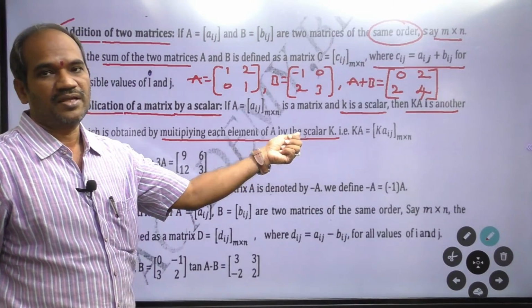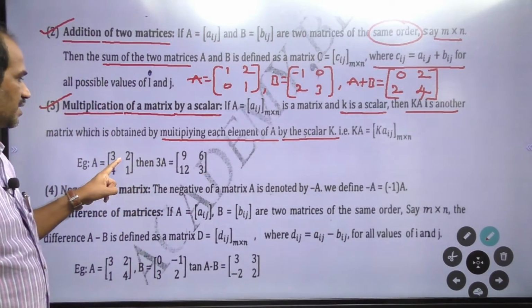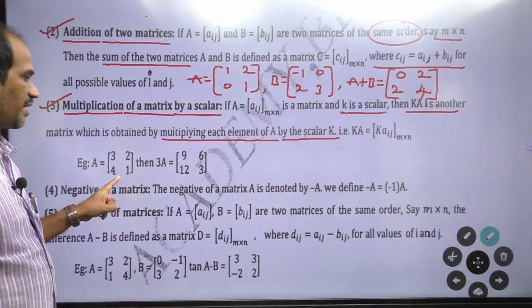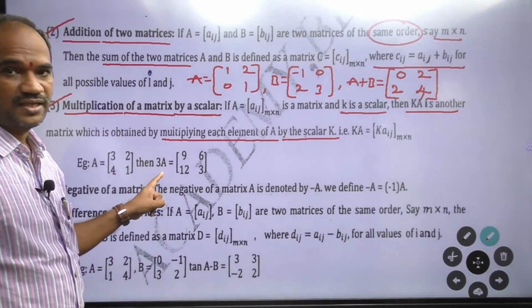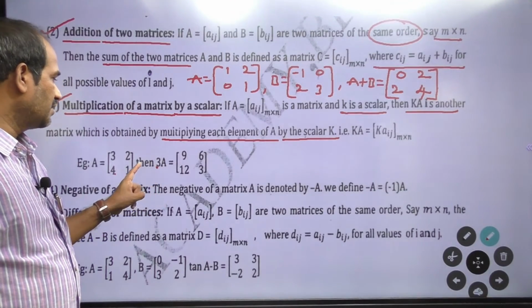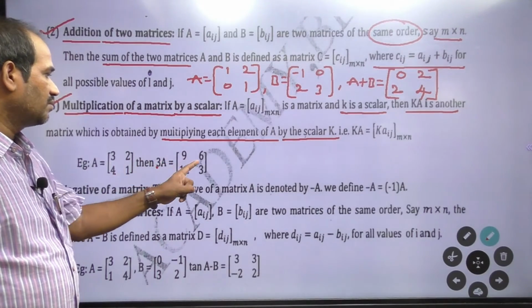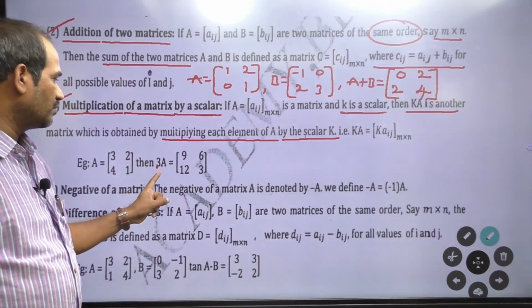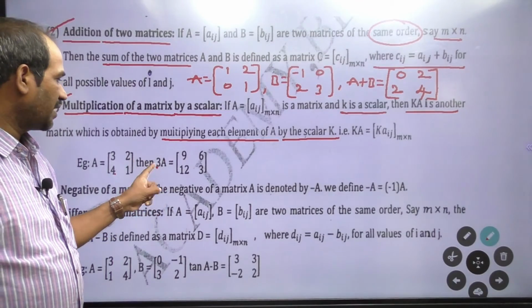Multiply each element. For example, A is equal to 3 2 4 1, a matrix, then 3A. 3 is the scalar. So multiply by 3. 3 into 3 is 9. Next 3 into 2 is 6. Next 3 into 4 is 12. Next 3 into 1 is 3. Multiply each element of the matrix by 3.